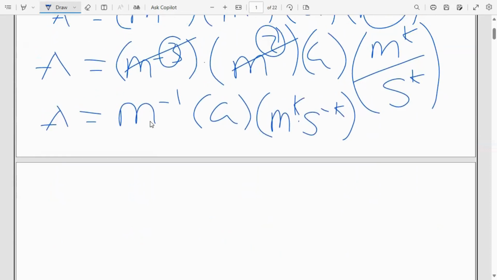Okay, so now you can see what we're remaining with. We're remaining with m to the power minus 1 multiplied by the column, which is the C there, multiplied by m power k multiplied by s to the power minus k. So what are we supposed to do? They've told us there is homogeneity in this equation, which means this equation is already proved to be correct. It's homogeneous. All the sides are equal.